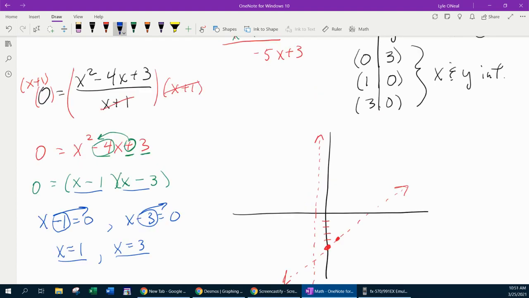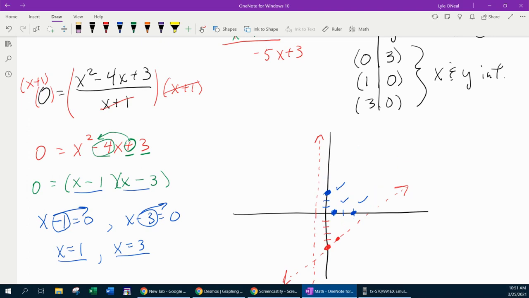And then we're going to plot the intercepts. So (0, 3), that is our y-intercept. (1, 0) and (3, 0) are our x-intercepts. And so what I know at this point, I know that the graph has to be contained within the asymptotes. You see, the asymptotes are like fences. So I've got 1, 2, 3 points in this region. So that means that the graph is going to be contained within this region.